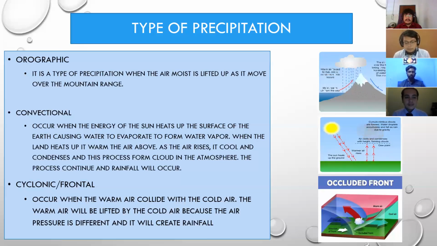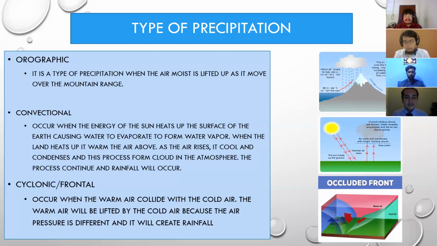the water to evaporate to form water vapor. When the land heats up, it warms the air above. As the air rises, it cools and condenses, and this process forms clouds in the atmosphere. The process continues and rainfall will occur.